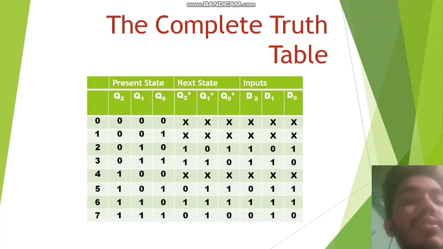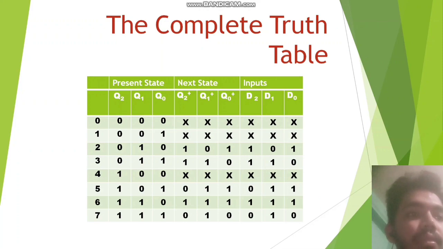And 4 is not in the sequential counter, that's why it's also don't care. 5 is included, that's why it's written. 6 is also written, 7 is also written. Then the complete truth table is done. Then we go to the next slide, the K-map.